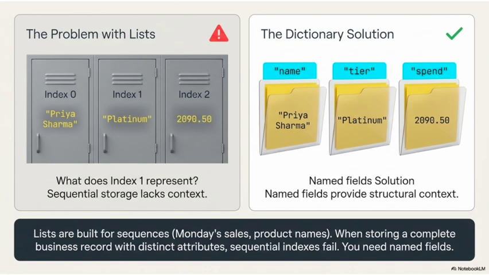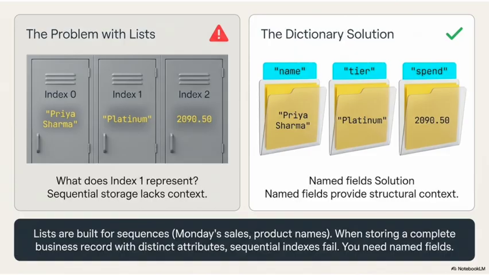A list stores values by position, index 0, index 1, index 2. But what does index 1 represent? Without reading the code that created the list, you can't know. Is it the tier, the spend, the email? Lists provide sequential storage but zero context.